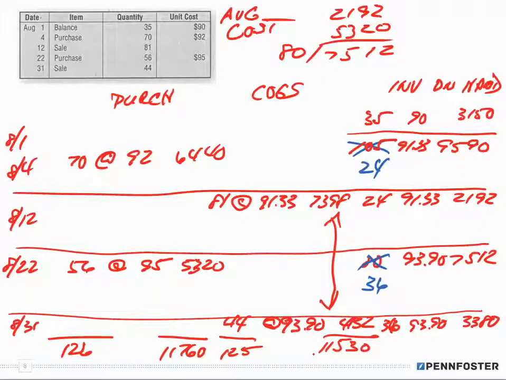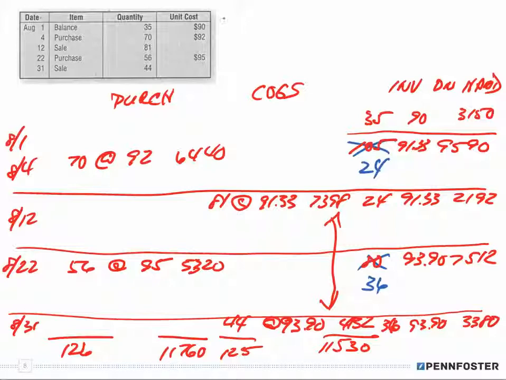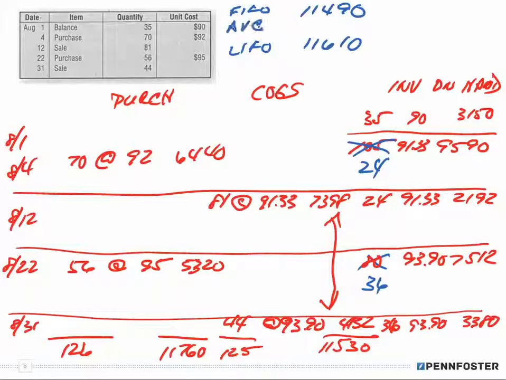If you recall, if you've written it down, let me erase this here and I'll just rewrite it. For FIFO, our cost of goods sold was $11,490. For LIFO, our cost of goods sold was $11,610. But now notice, the reason why our LIFO is higher is because the purchases are more current, which means generally they have a higher price. And for our average, we're someplace in between. Okay, in this case here, we're in between at 11,530.